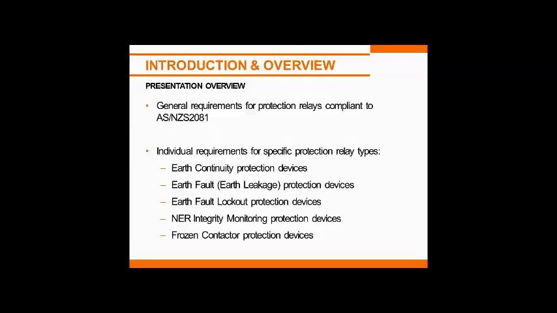Okay, basically the standard falls into two parts for any relay. It's firstly the general requirements which all relays need to meet, and we'll go through those first up. And then secondly, the individual requirements for each relay type. The relay types we'll be talking about are earth continuity, earth leakage, earth fault lockout, NER monitoring, and frozen contactor protection. Normally earth fault lockout and frozen contactor go together, and we'll see why as we talk about the requirements of the standard.